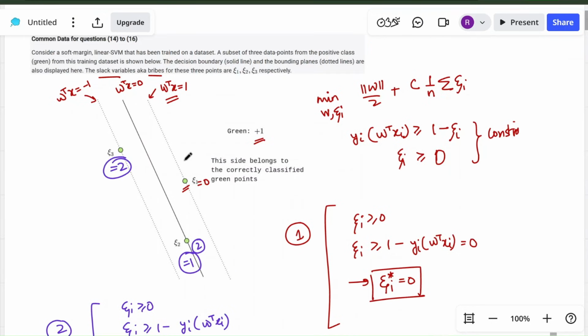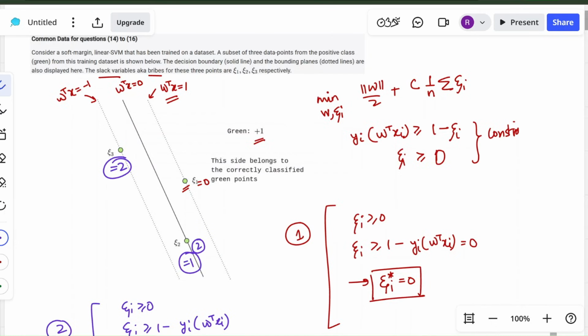By the way, the question wanted us to find the optimal values of zeta x, the bribes, right? So this is giving 0 bribe, fine. This is giving 1 bribe, because it is 1 away from where it should be. And this is giving 2 bribes because it's 2 units away.